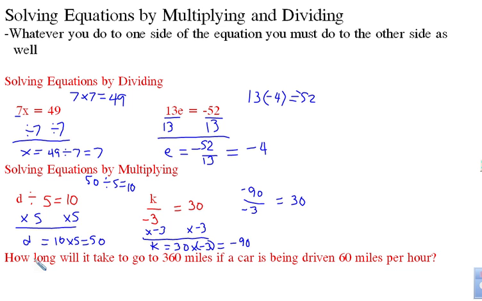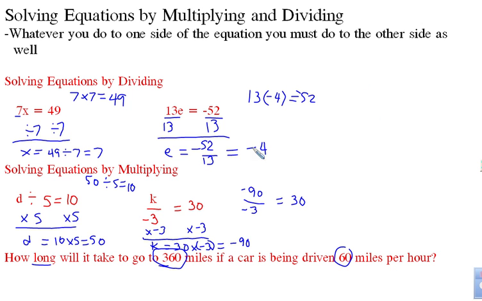So now here's a problem where we have to figure out how to set it up as an equation. How long will it take to go 360 miles in a car if it's being driven 60 miles per hour? So we're trying to understand this problem. First of all, we know that we need to go 360 miles. We know we're going 60 miles per hour. And what we're trying to figure out is how long it will take.